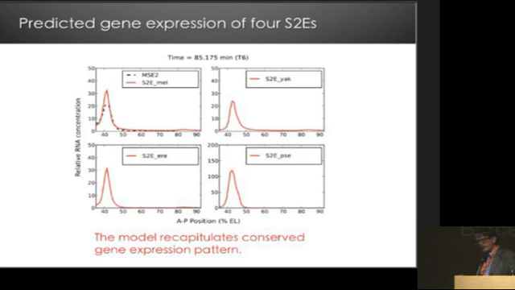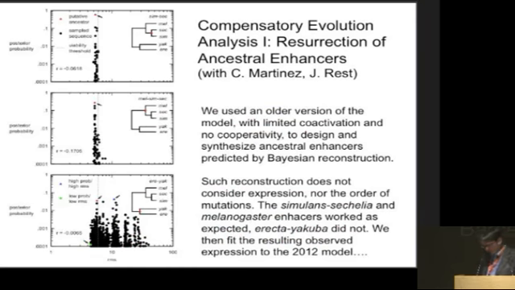The nice thing about having a model is that once you get something right, a prediction or data, you can go look inside the model and understand in detail what's going on. So what I want to do is talk about one and possibly two cases of analysis of what was happening evolutionarily with these enhancers. The first one is an analysis of compensatory evolution, which is the resurrection of ancestral enhancers. This is work with Carlos Martinez and Josh Ress.